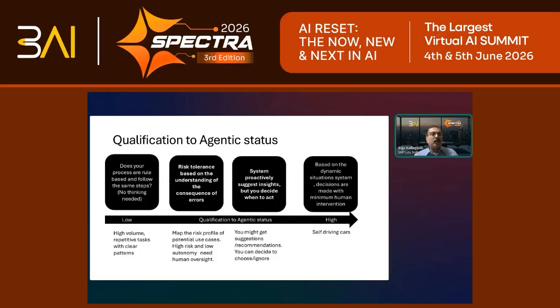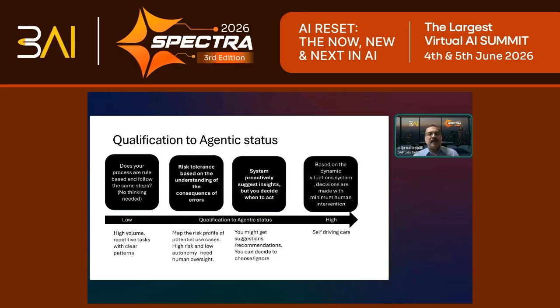Does your process rely on rules and follow the same steps? Then we all know it doesn't need agentic behavior, right? If your process is only rule-based, it has fixed outcomes, then you can always either automate it or build it programmatically. If you are in an industry where compliance is in higher demand, then your risk tolerance will be very low. In that case, the need for human intervention would be very high because the consequence of regulatory violations would be very high. So from that perspective, you might have a lesser degree of agenticness and you might not get into agentic automation.